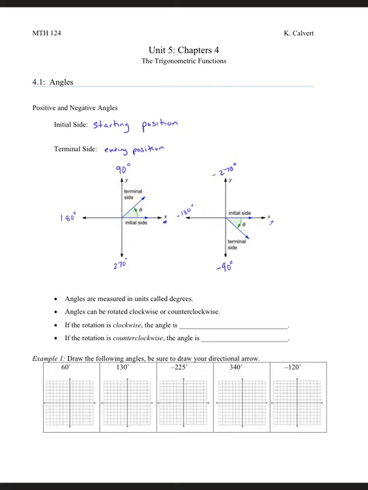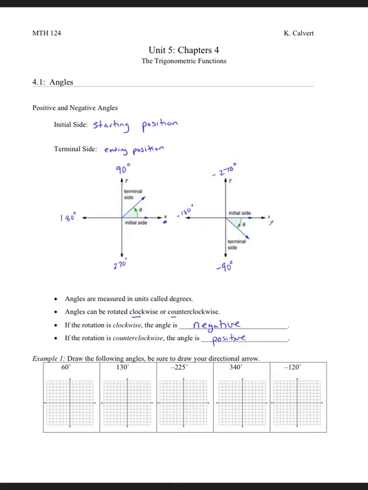So then here's just a couple key bullet points. Angles are measured in units called degrees. They're also measured in something called radians, but we will not be using those here. Angles can be rotated clockwise or counterclockwise. If the rotation is clockwise, which would be like this picture here, the angle is going to be negative. Whereas if the rotation is counterclockwise, the angle is positive.